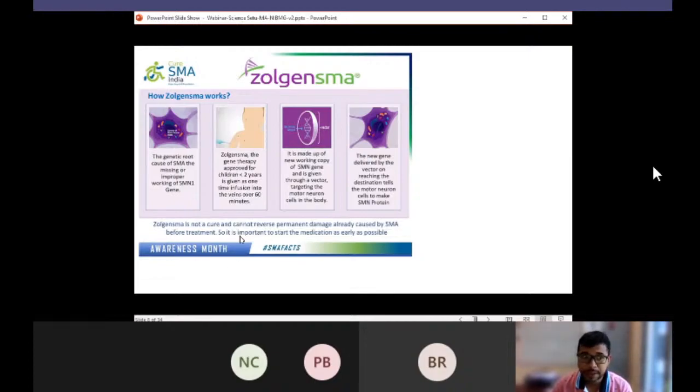Again, this is not a cure and cannot reverse permanent damage already caused by spinal muscular atrophy before treatment. So it is very important to start the medication as early as possible. And how do you do that? By doing genetic screening. By the way, why do we need an orphan drug policy? Because a single dose of Zolgensma costs 14 crores. So you can see that 95% to 99% of Indian people cannot afford this.